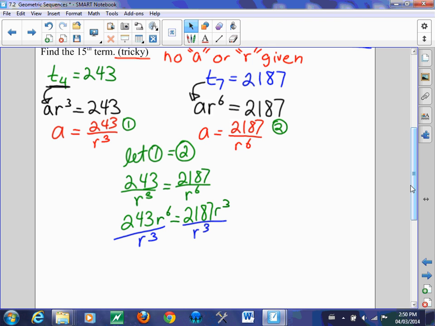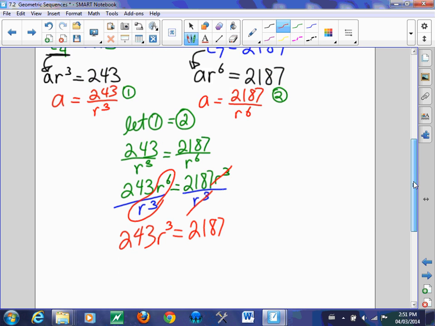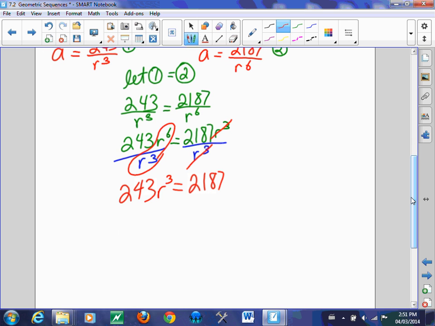Why am I doing that? Because I'm canceling this out. Okay, so what am I left with? Well, I can simplify this using my exponent laws. I know I've got 243, but that's going to be r to what power? R to the power of 3, because division law tells you subtract those exponents, equals 2,187. We're getting closer here, guys. How do we find r?